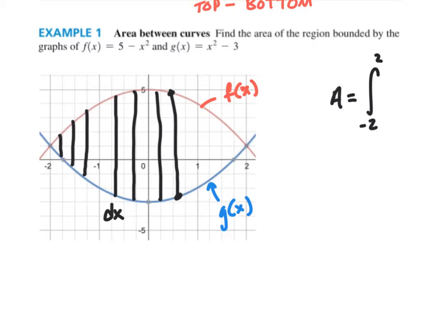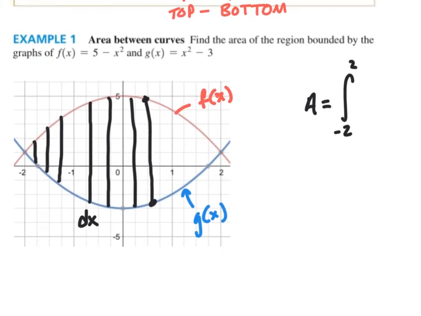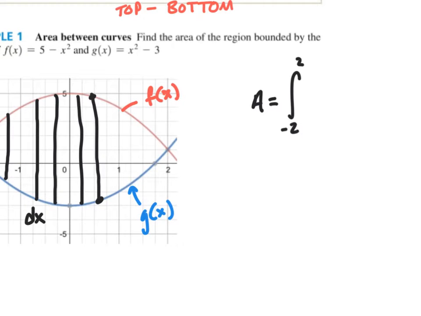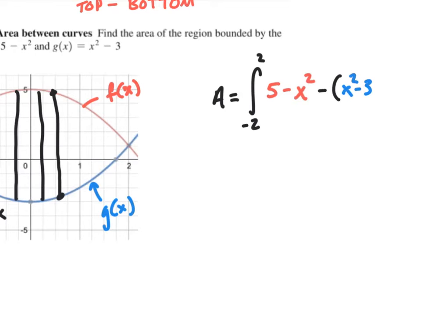Our top function is just 5 minus x squared, so I'm going to write that here. I would integrate from -2 to 2 of 5 minus x squared, and then I'm going to subtract the entire function x squared minus 3, and then put dx here. So this function right here is my top function, and this over here is my bottom function.